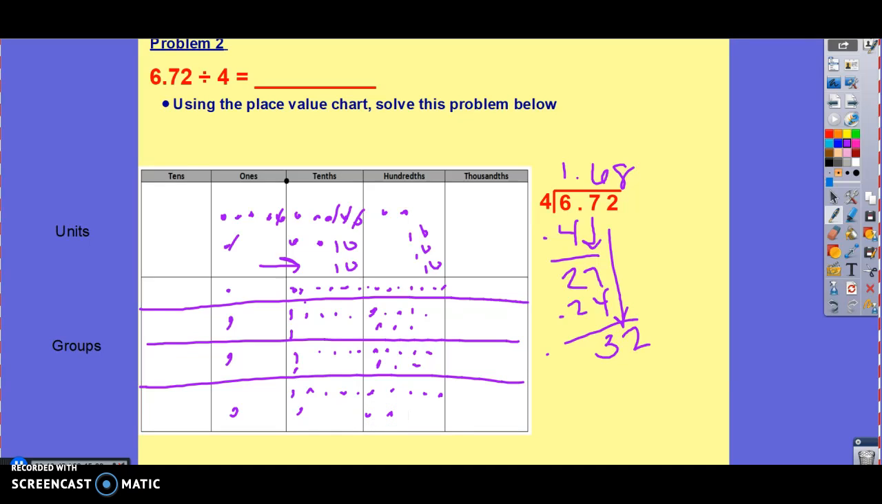And show how you would check your problem. How would you check your work for problem number 2? We're going to use the inverse operation of division. We're going to multiply the numbers.